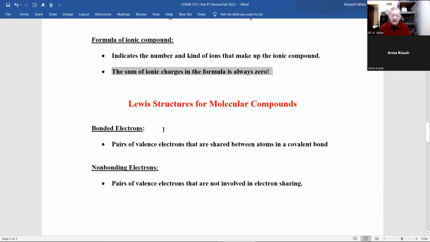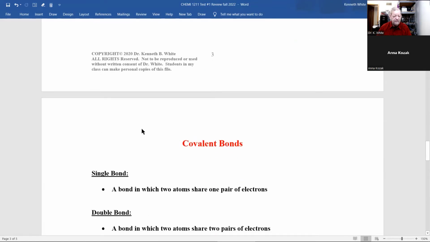We have the Lewis structure for molecules, and again, whenever you see the name Lewis, that means valence electrons. And therefore, in a molecule, you have bonded electrons. Those are pairs of electrons that are shared between atoms in a covalent bond. And you have non-bonding electrons. Those are pairs of electrons that are not involved in electron sharing.